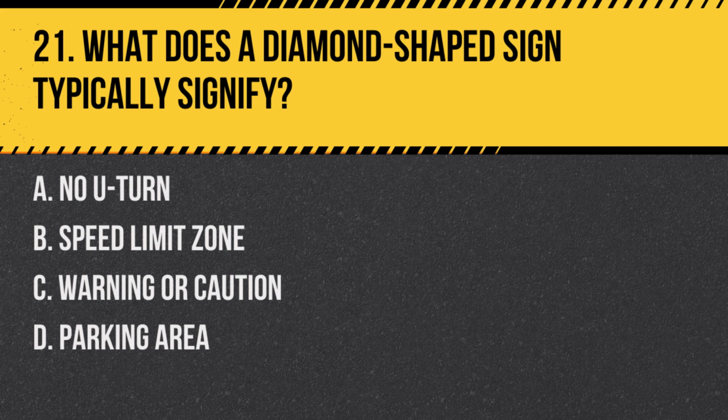Question 21. What does a diamond-shaped sign typically signify? A. No U-turn. B. Speed limit zone. C. Warning or caution. D. Parking area. Answer. C. Warning or caution. Diamond-shaped signs are used to warn drivers of special conditions or hazards ahead.